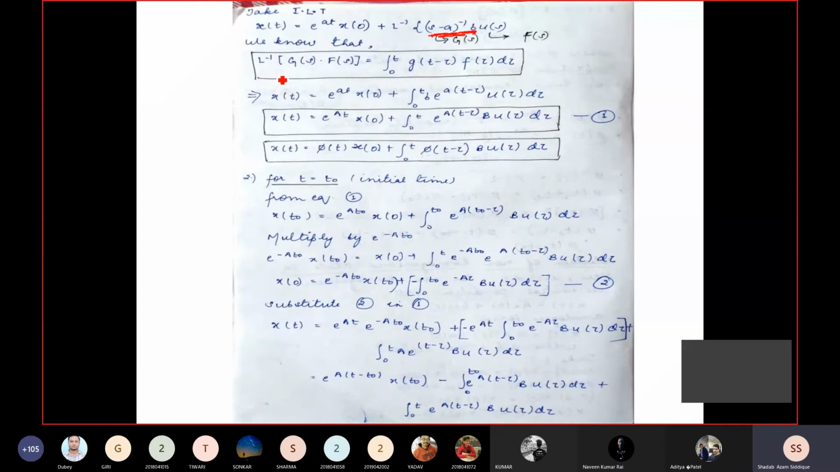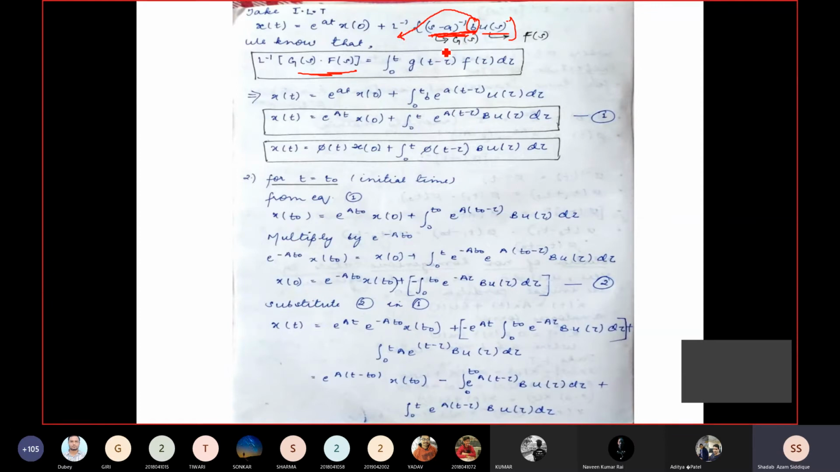Now see, the Laplace inverse can be written as Laplace inverse of g of s into f of s, a multiplication of both. So just for the multiplication we will have the integral from 0 to t of g of t minus tau, f of tau d tau. This b is basically a constant value, so it is associated with g of s, and therefore with g of t. If you don't want to write it, you can take b outside, and take b at a later stage.